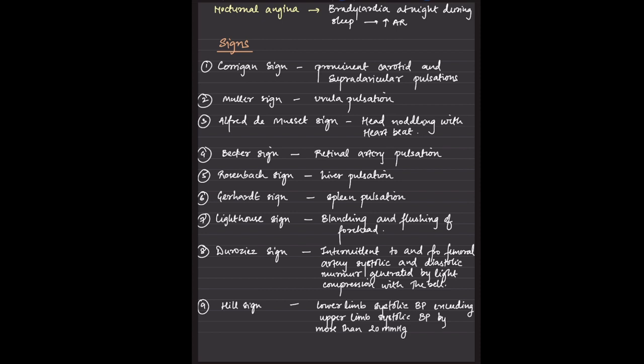Then we have the Duroziez sign, that means intermittent to-and-fro femoral artery systolic and diastolic murmur, generated by light compression with the bell. Then there is the Hill sign. Hill sign means we need to compare the lower limb and upper limb blood pressure. The lower limb systolic blood pressure and upper limb systolic blood pressure will differ by more than 20 mmHg. That is a Hill sign. So remember, lower limb and upper limb, a difference of 15 mmHg is the Hill sign.